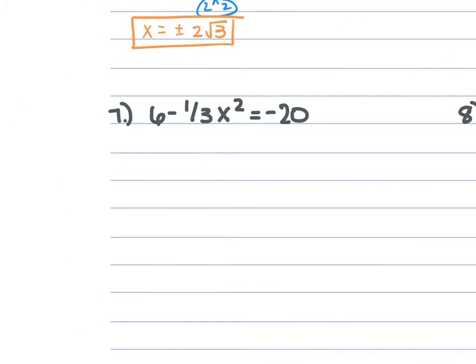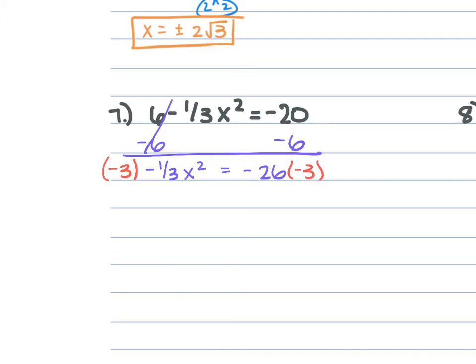For 7, we have 6 minus 1/3 x squared is equal to negative 20. We're first going to start by subtracting that 6 from each side. So we have negative 1/3 x squared is equal to negative 26. To get the 1/3 over, we're going to multiply each side by the reciprocal, which is negative 3. A negative times a negative is a positive, so x squared is equal to a positive. 3 times 6 is 18. 3 times 2 is 6 plus 1 is 7. So x squared is equal to 78.